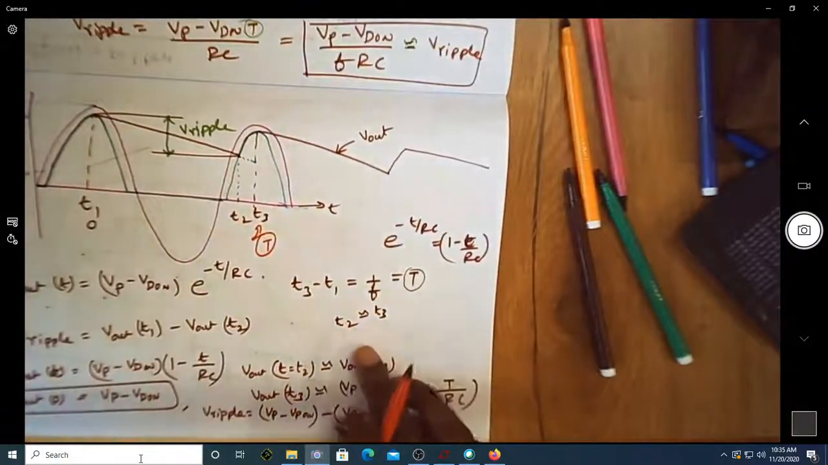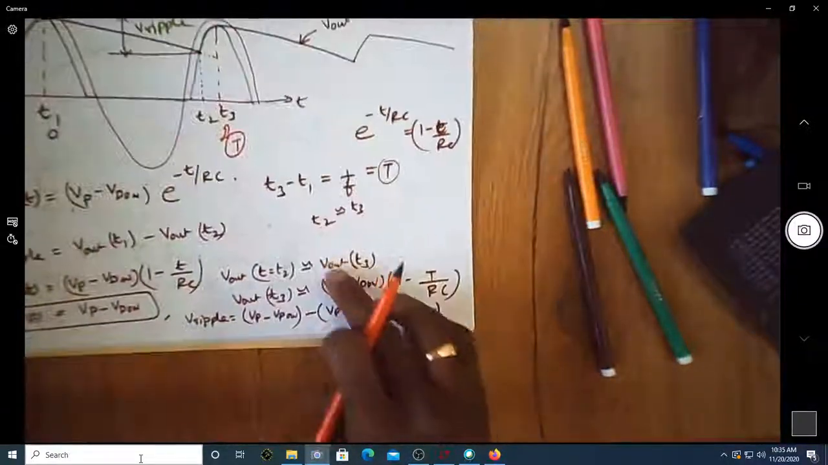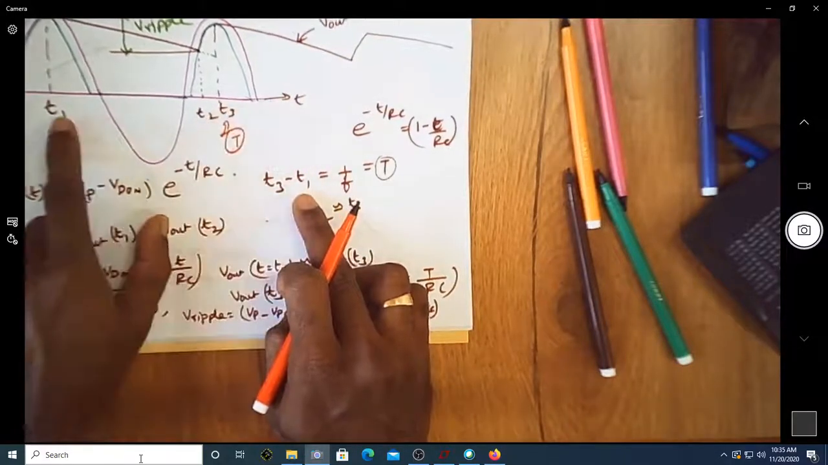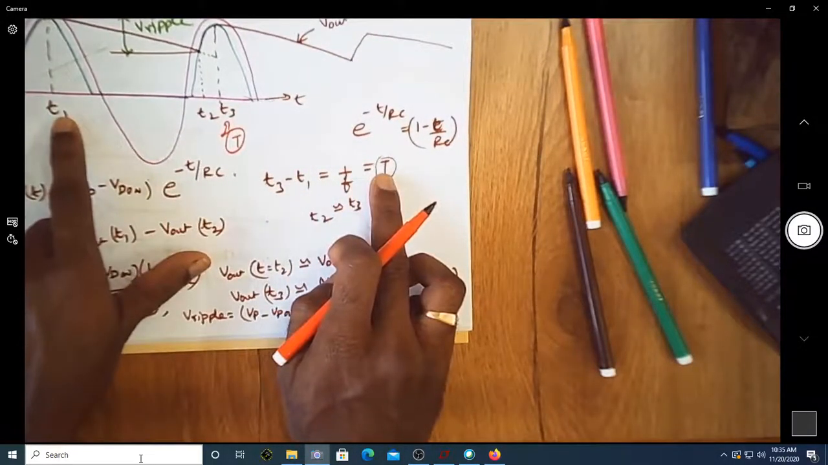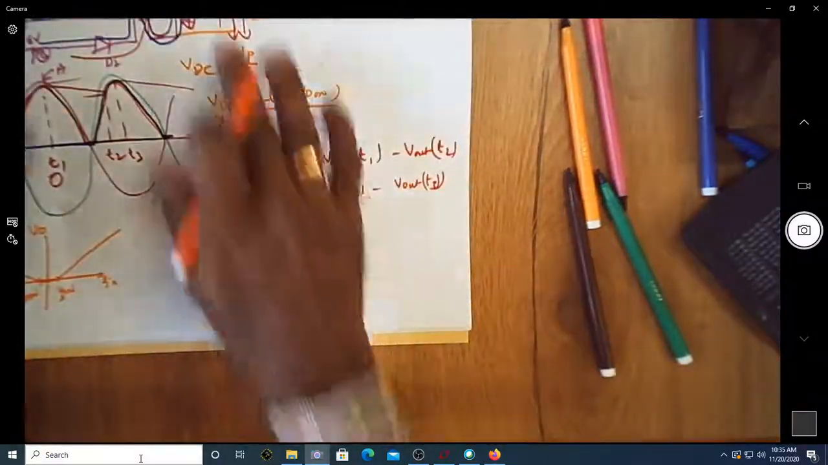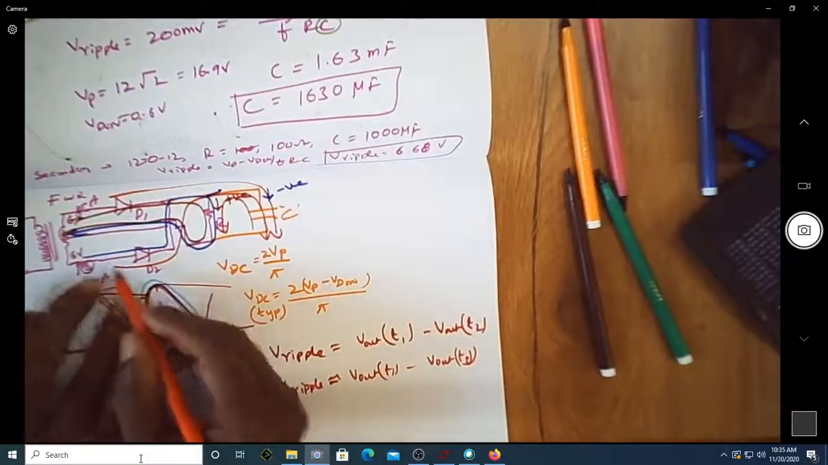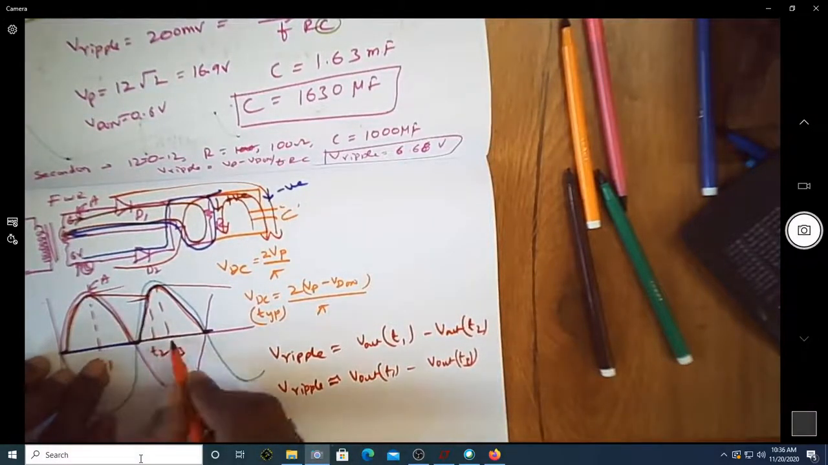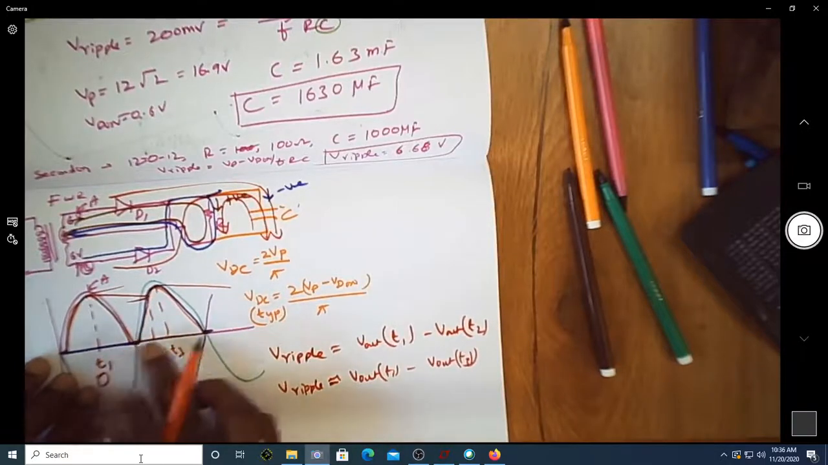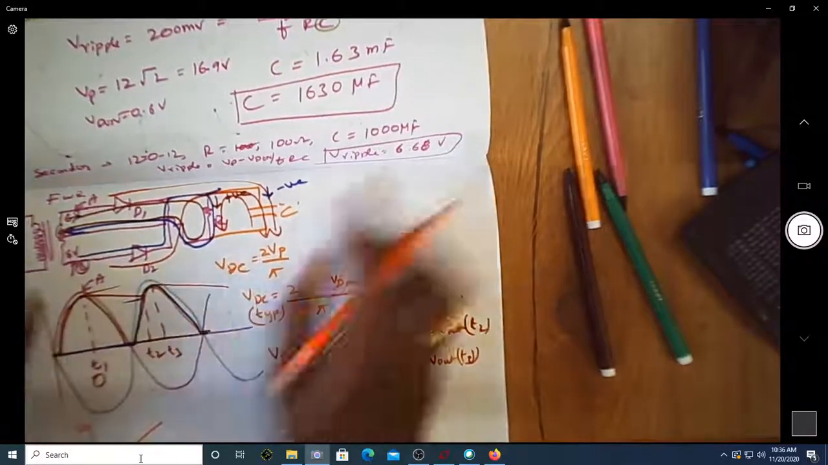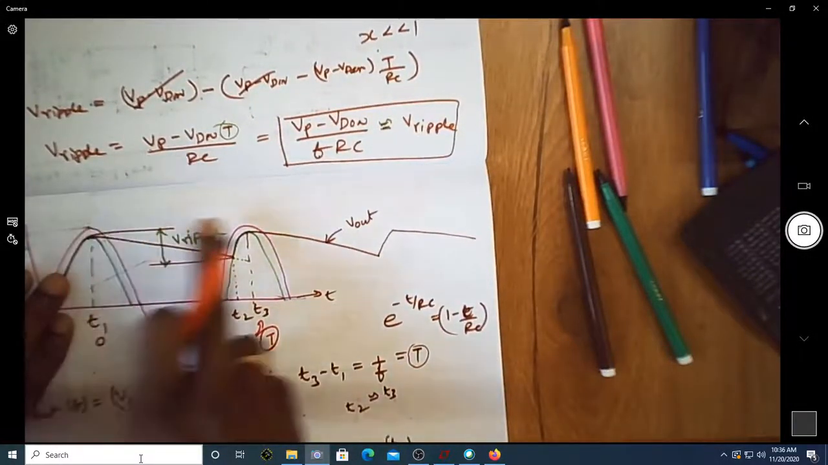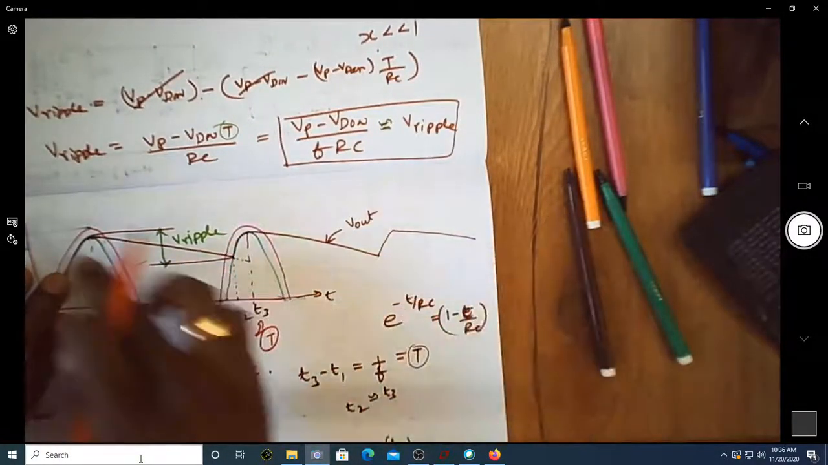If you can see here, this is the time T3 minus T1. T3 minus T1, we put it as equal to capital T because this is almost the same. But here, what is this separation from T1 to T3 now? You can see now this is just the half cycle. So from this peak to this peak, this is the peak of the input voltage, this is the second peak of the same waveform.